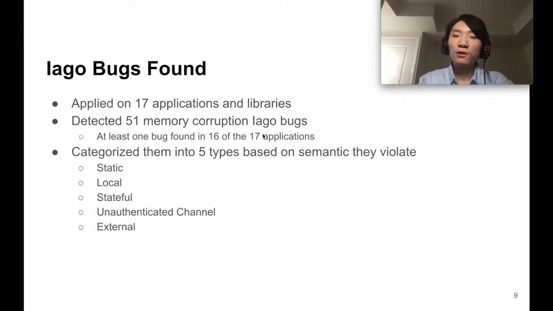We found a total of 51 memory corruption Iago bugs in 17 applications. We found at least one such bug in 16 of them. We classified the Iago bugs found into 5 types by the nature of the semantics they violate and how those semantics can be checked. Let me explain those types.